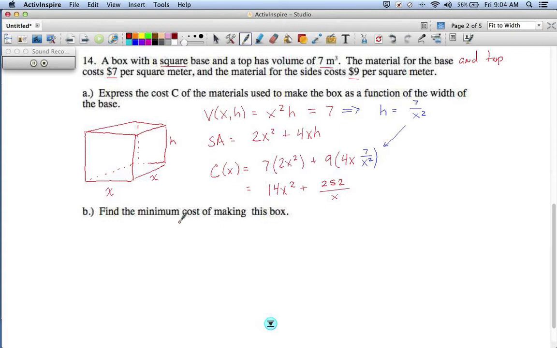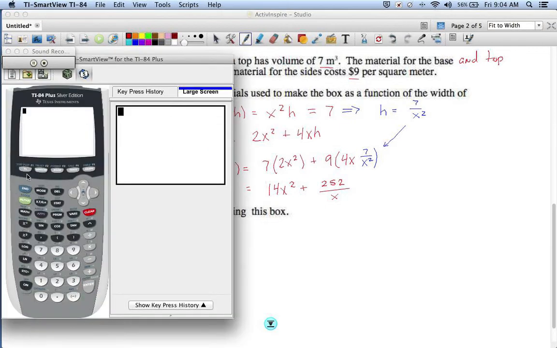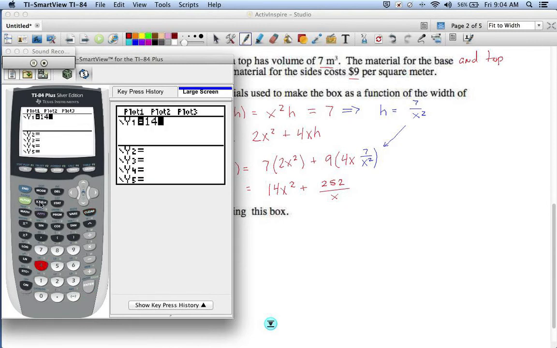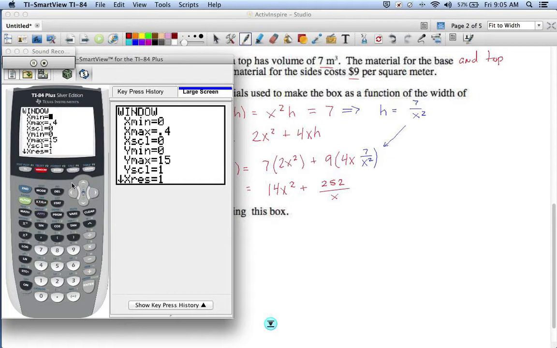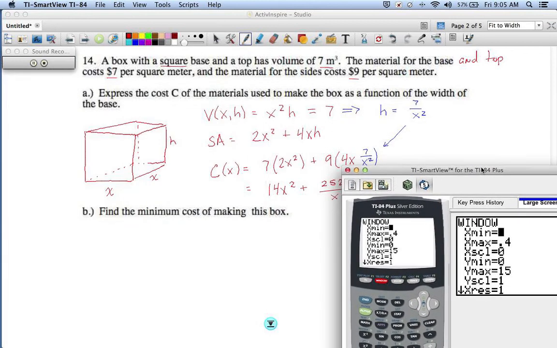All right, now we want to find the minimum cost of making this box. So again, we go to our calculator. We go to our y equals 14x squared plus 252 divided by x. And the window, again, you can't have 0 for your side lengths.